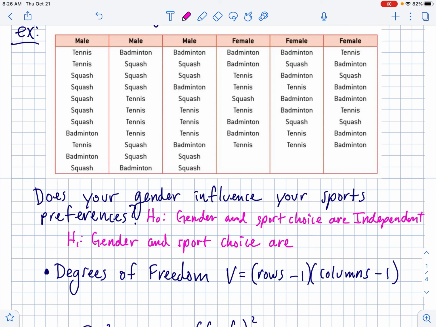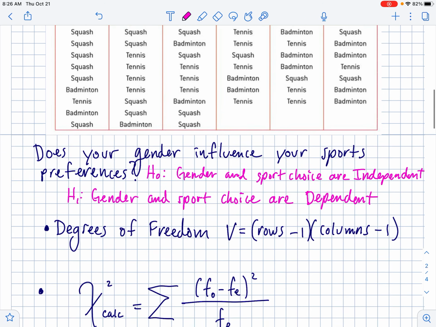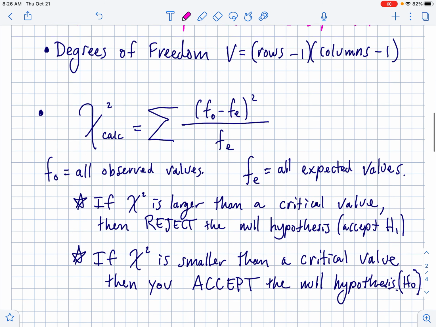So we could say gender and sport choice are dependent on each other. That would mean that whether you're male or female does influence your choice about whether you're going to play badminton or squash or tennis.